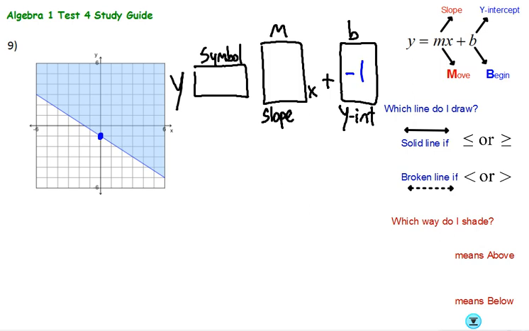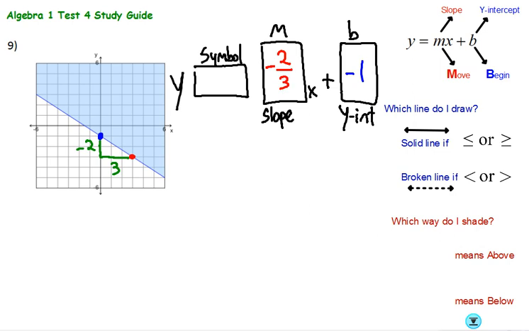Take a look at the slope. Keep riding the line down until you find the next corner. Not a corner, not a corner. Oh, right there, that's a corner. And let's see. Looks like we're going to go down 2 and right 3. So that would be a slope of -2/3. Again, negative because we went down.